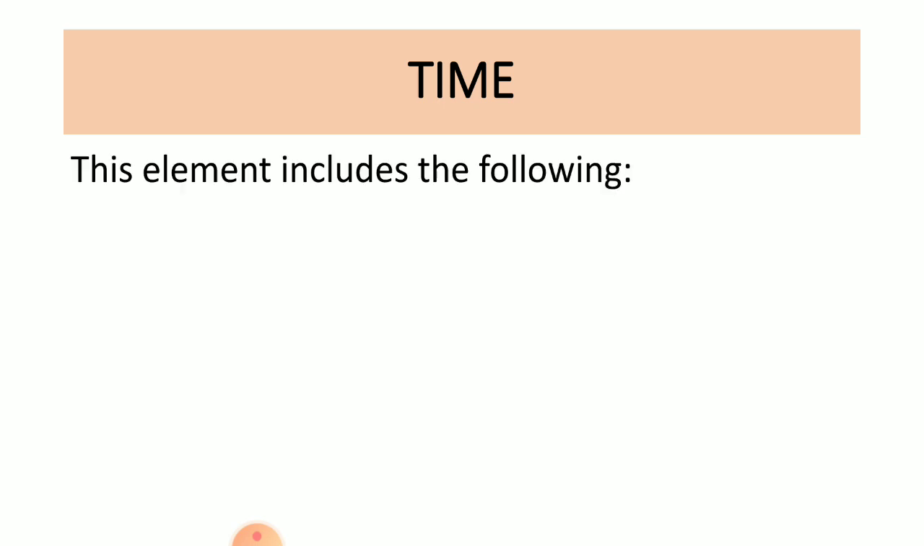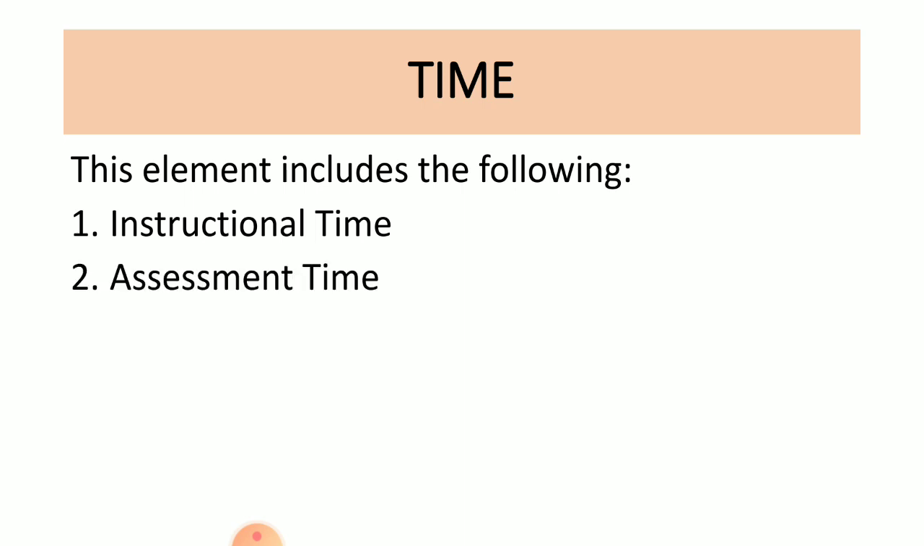Next, we have time. So this element includes the following. 1. Instructional time. This is the length of time, either in minutes or hours, allotted to finish the entire topic or lesson. So in here, it is on how long you discuss a specific topic or lesson.